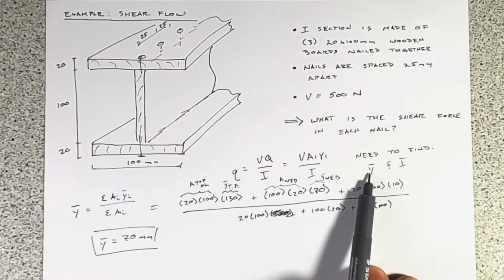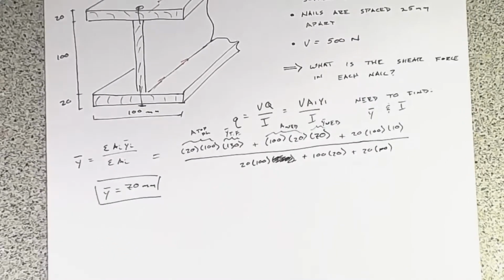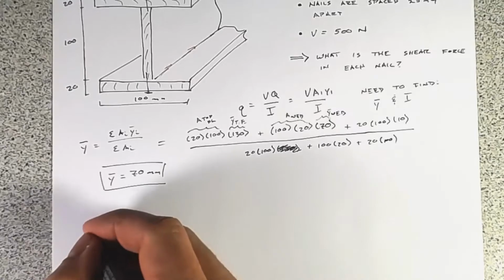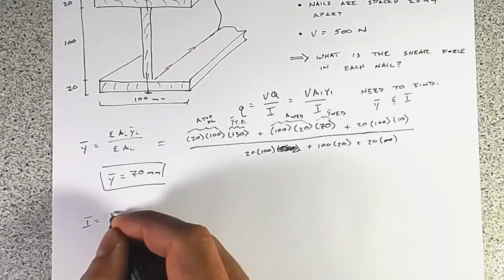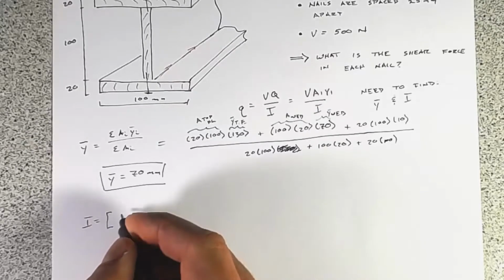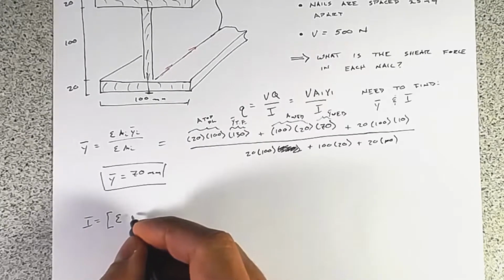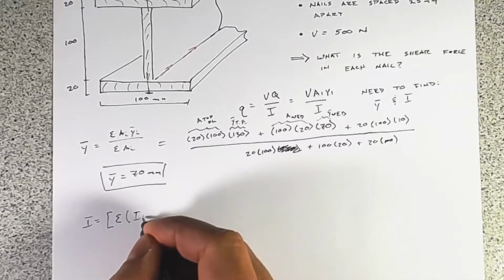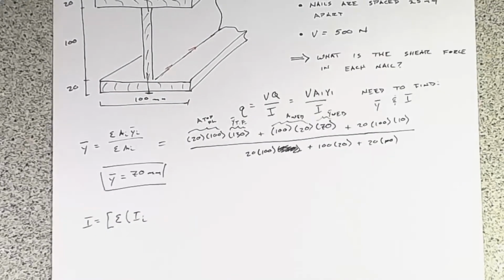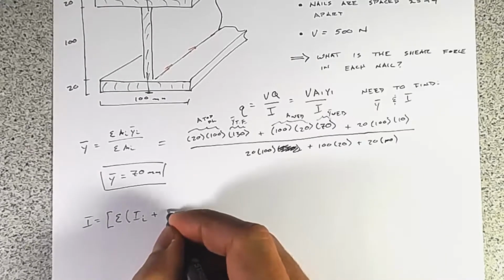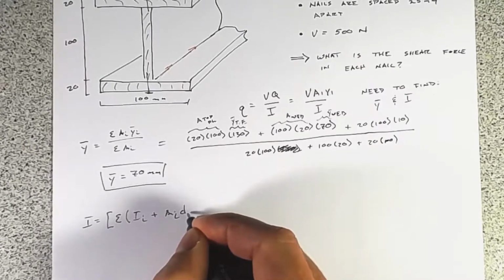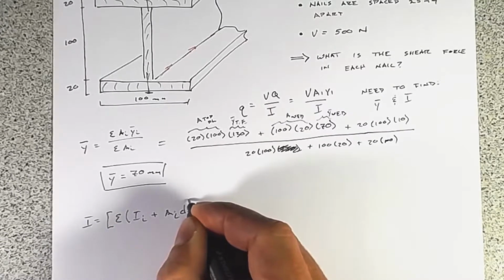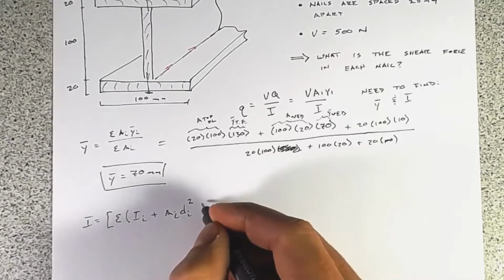Now we've got our y bar, and we need to find I. Just remember, with I, we'll use the parallel axis theorem. So it's the sum of the moment of inertia of each piece plus the area of each piece multiplied by the distance of that piece to the centroid squared.